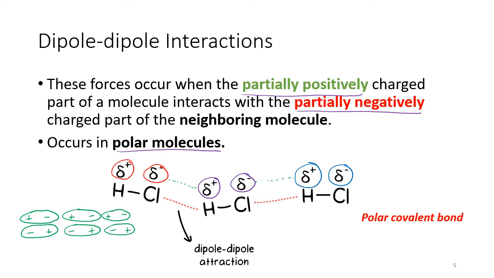This net attraction that we see between polar molecules is referred to as dipole-dipole interactions or dipole-dipole attractions. It's generally much weaker than a covalent bond. It's only about 1% as strong as a covalent bond. Dipole-dipole attractions fall rapidly with distance. Dipole-dipole interactions are relatively weak, and this is because the charges on the molecules are only partial charges.